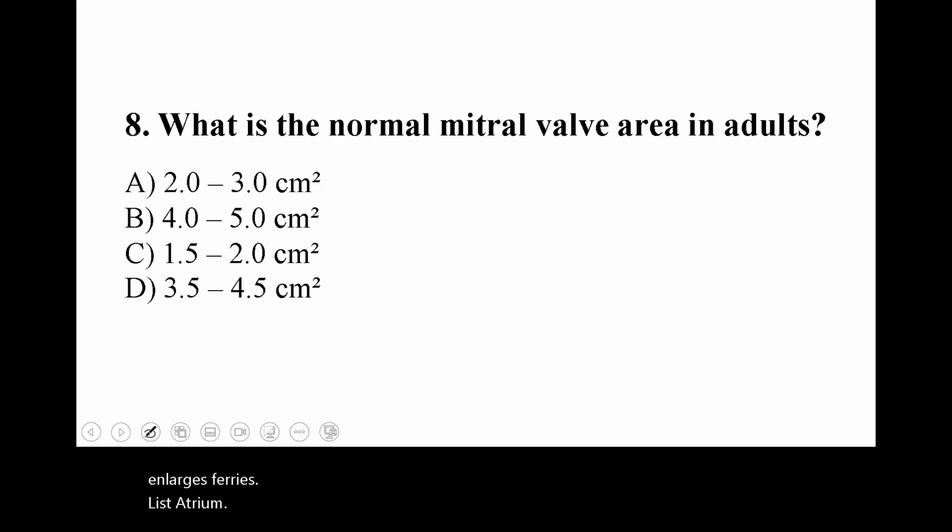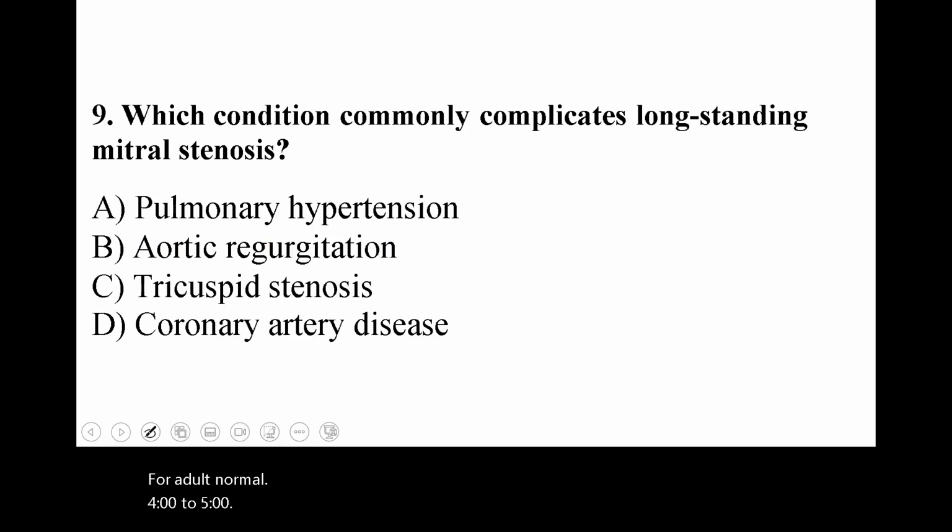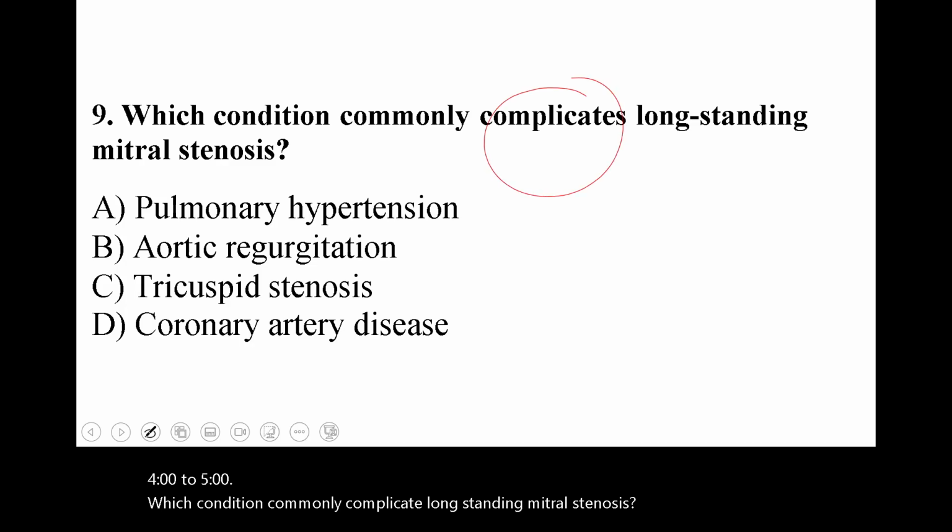Yes. What is the normal mitral valve area for an adult? Normal. 4 to 5. Which condition commonly complicates long-standing mitral stenosis? Pulmonary hypertension. Applause.